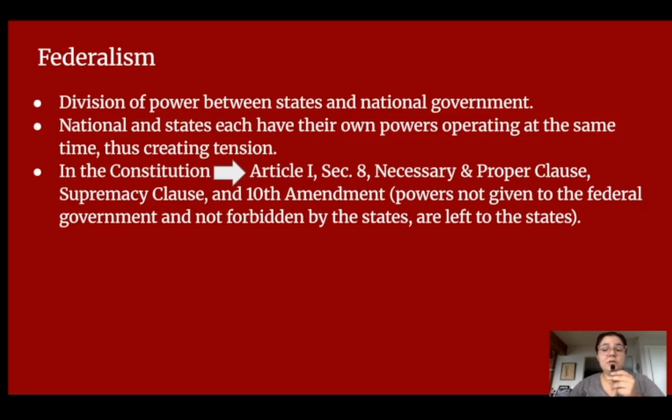In the Constitution, we can see federalism in multiple locations: Article 1, Section 8, under what Congress can do, their enumerated powers, what I talked about in the last video, the Necessary and Proper Clause, the Supremacy Clause, and the 10th Amendment. Don't get tripped up on the wording of the 10th Amendment. All it really means is powers that aren't given to the federal government, so what the federal government can't do, basically it's up to the states. And if it's not prohibited to the states, then the states can do it.